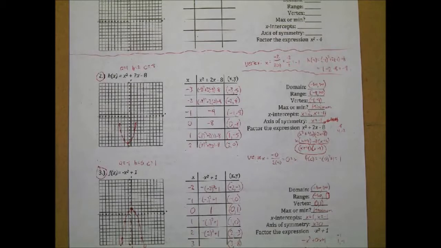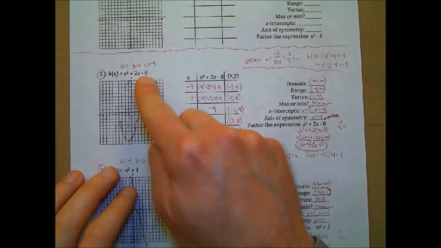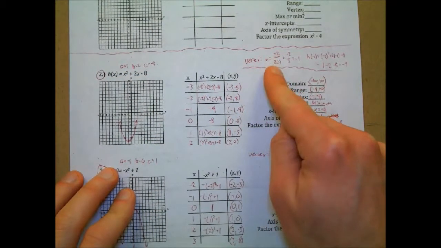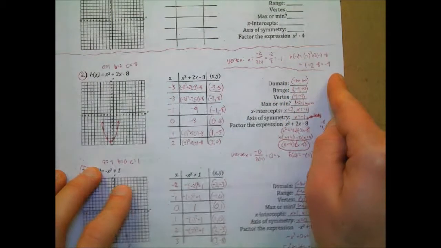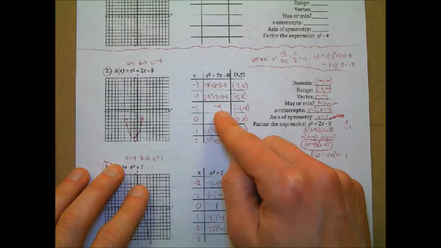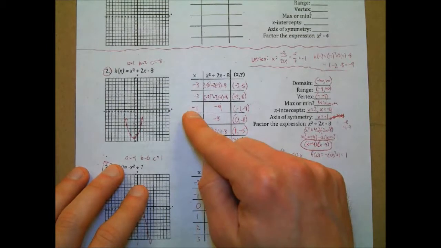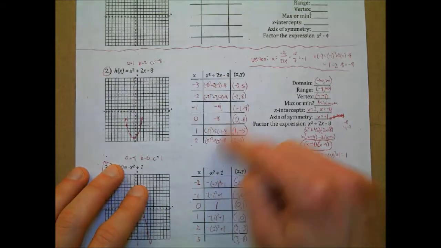I put it into the middle of my table. Pick some other x values below -1, pick some other x values above -1, plug them in, and get your matching y values here. You can also use symmetry, too.